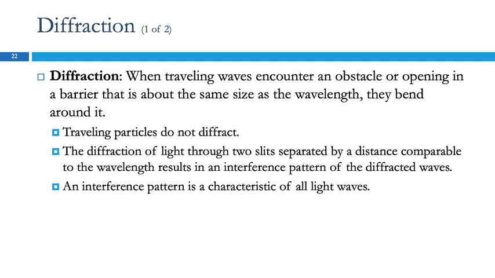Waves can also diffract. Diffraction is what happens when a traveling wave encounters an obstacle or an opening in a barrier that's about the same size as a wavelength. The waves then bend around it. Traveling particles don't do this, but waves do. The diffraction of light through two slits separated by a distance comparable to the wavelength will result in an interference pattern, and that is characteristic of all light waves.